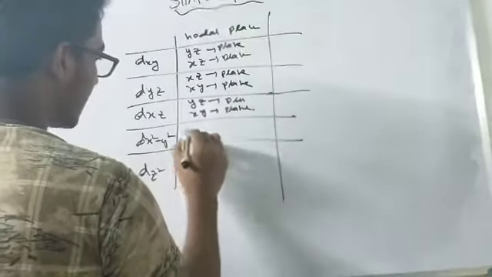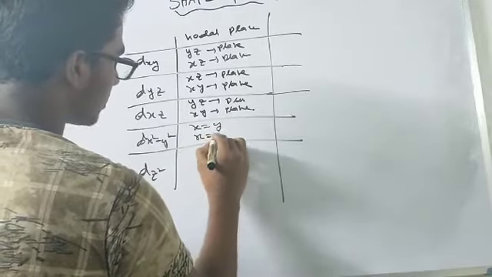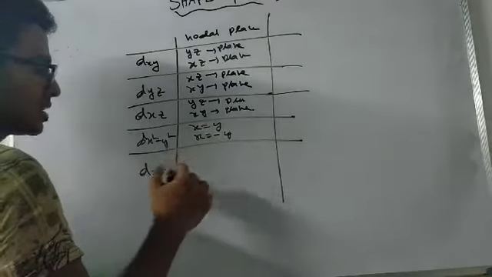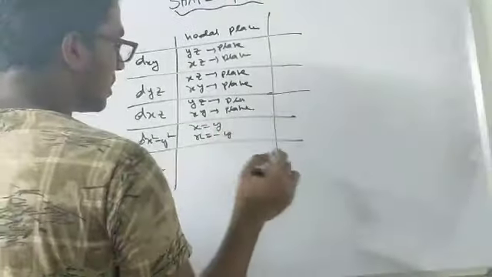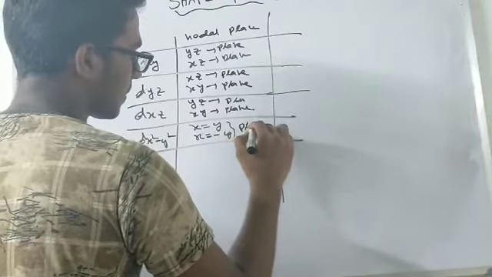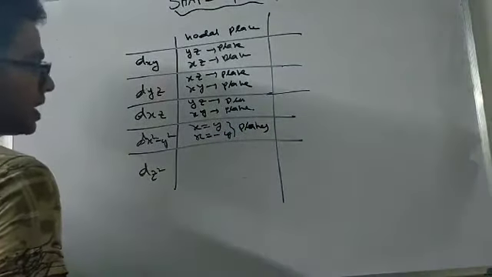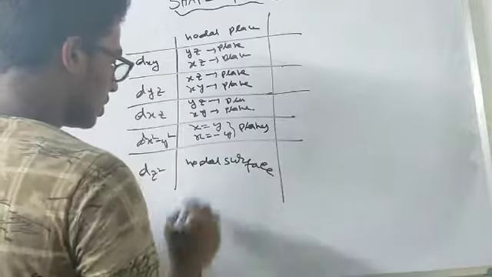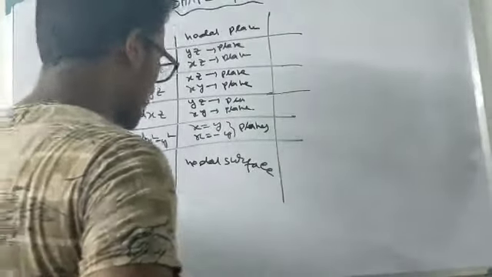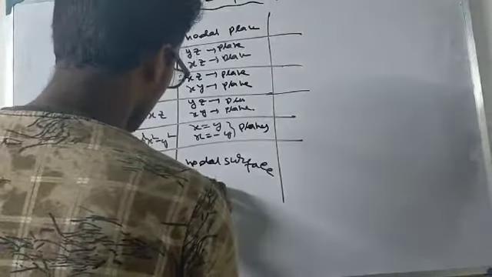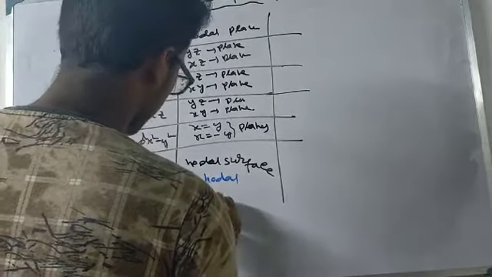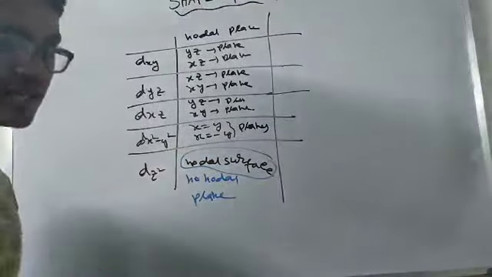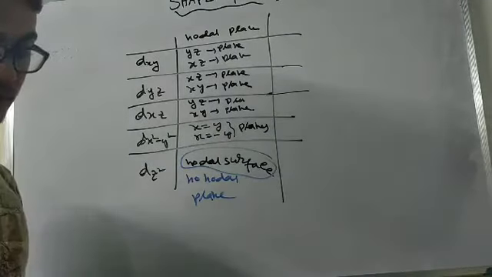But for this case I am getting x equals to y, x equals to minus y. So I am putting x square minus y square equals to 0. That means x square equals to y square. So x equals to plus minus y. So I am getting these two nodal planes. These are also planes. But in case of dz square, there is a nodal surface, no nodal plane. The important fact is no nodal plane. Here only a nodal surface is present. A nodal surface is present for dz square, but no nodal plane is present.